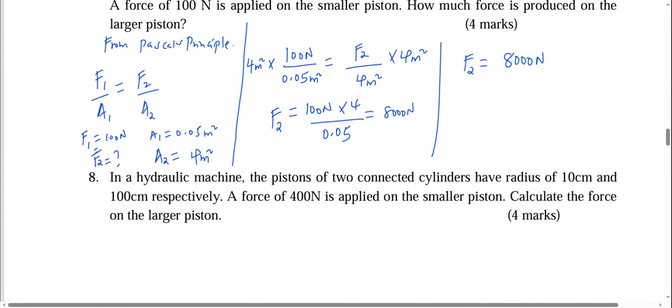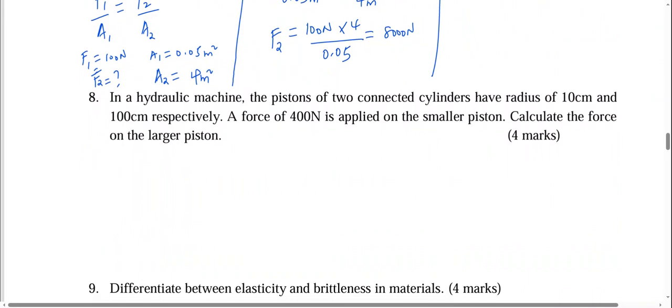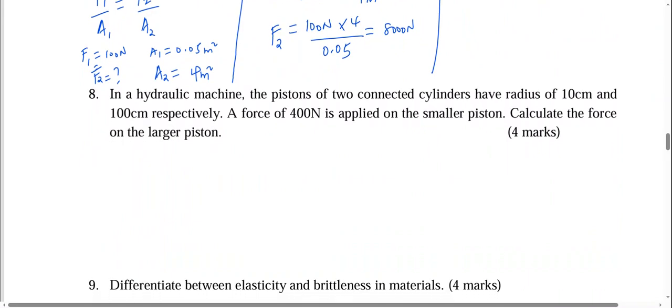Question number 8. In a hydraulic machine, the pistons of two connected cylinders have radius of 10 cm and 100 cm respectively. A force of 400 Newton is applied on the smaller piston. Calculate the force on the larger piston.